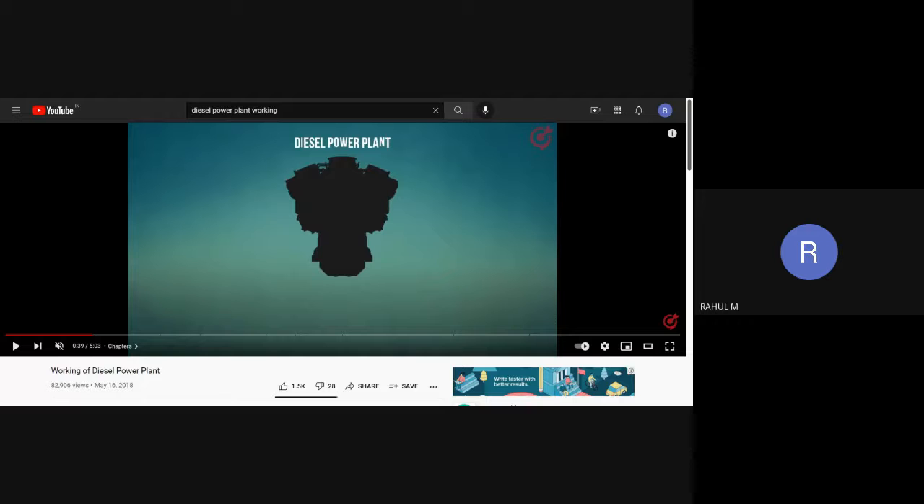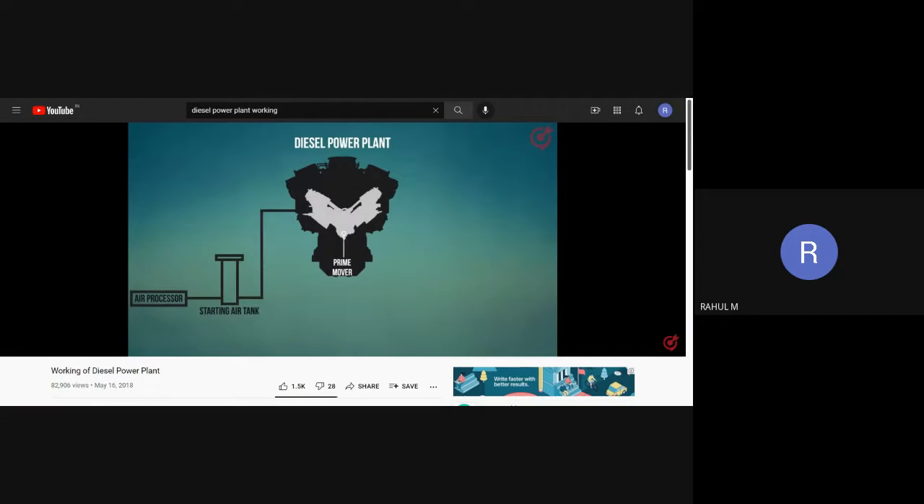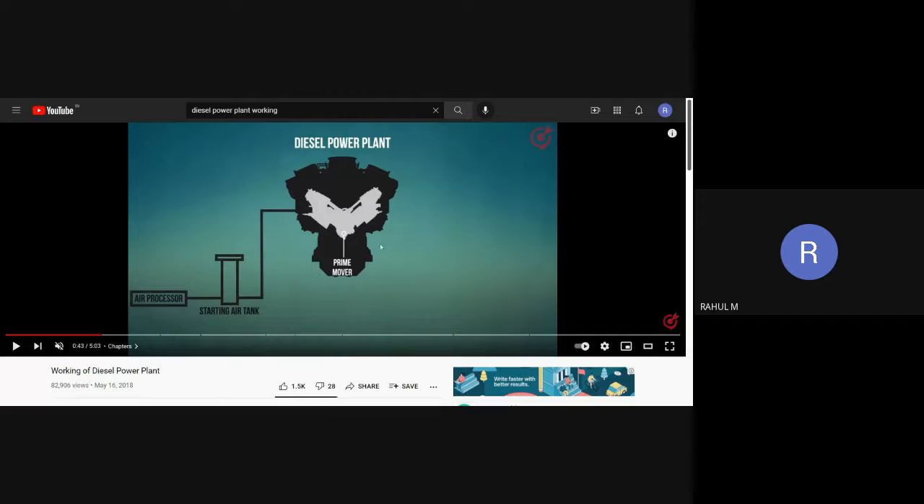Okay, now in a diesel power plant, what we said first, the prime mover is actually the diesel engine. So to complete this diesel power plant, it requires some other set of units as well. Okay, so this is very important. So your diesel power plant, as you can see, this is the prime mover.